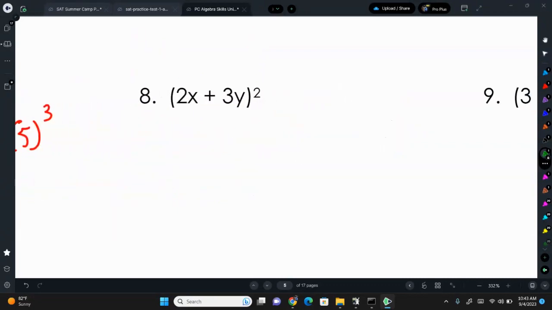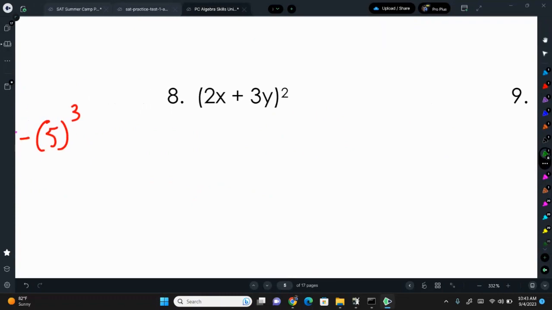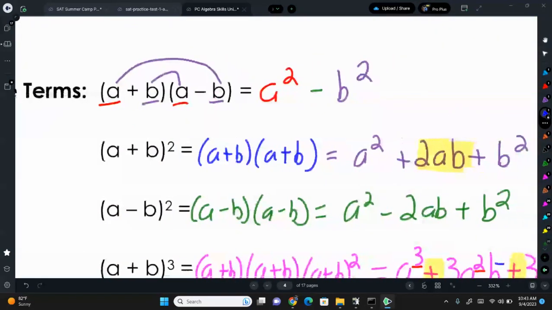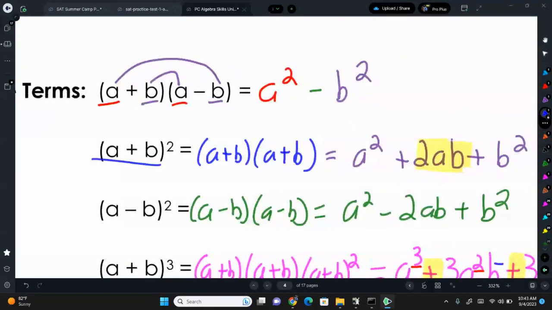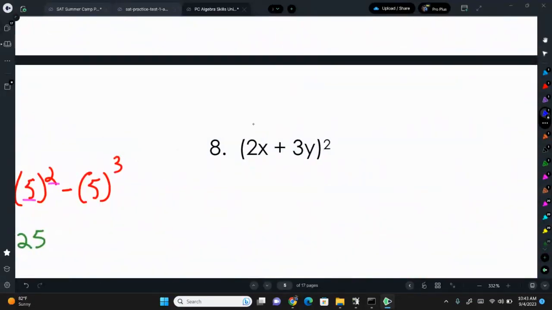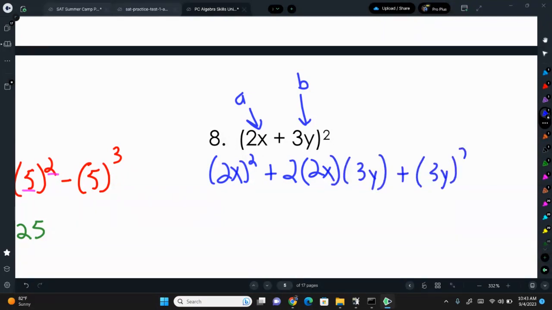All right, number 8 is 2x plus 3y squared. So now we're going to use the shortcut right here. A squared plus 2ab plus b squared. So again, your a is 2x and your b is 3y. So it's a squared, so 2x squared plus 2 times a times b plus b squared.